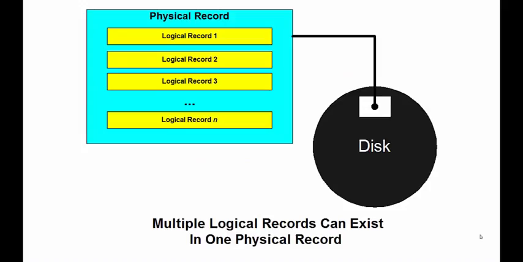So when we talk about a physical record, it's important to remember that multiple logical records can exist in one physical record. And that's one distinction you can draw. You have a physical record on disk, and it may store many logical records. And again, logical records are how we see the data in terms of rows.